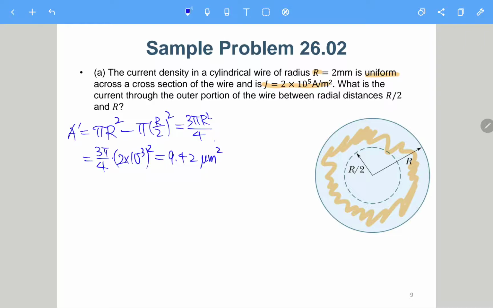Well, maybe it's not good to write it like this. Maybe it's good to write it as times 10 to the minus 6 meters squared, because mu m squared would mean 10 to the minus 12 meters squared. So it's not so good to write it like mu m squared. It is ambiguous. So it will be better to write it like this.